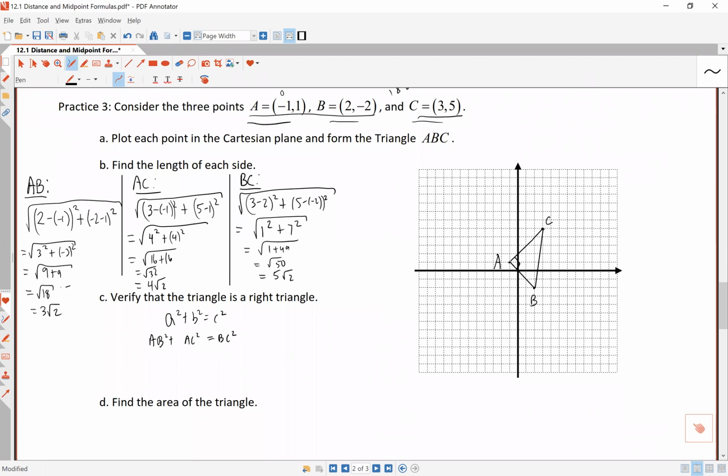And it's easier to use these numbers when squaring these. So AB had a length of square root of 18. AC had a length of square root of 32. And BC had a length of square root of 50. And when you square those, the square roots go away and you have 18 plus 32 equals 50. Yes, it is a right triangle.